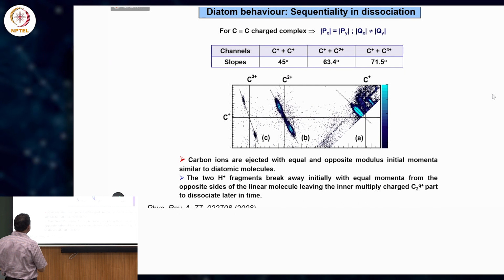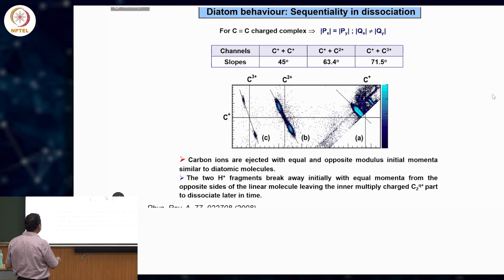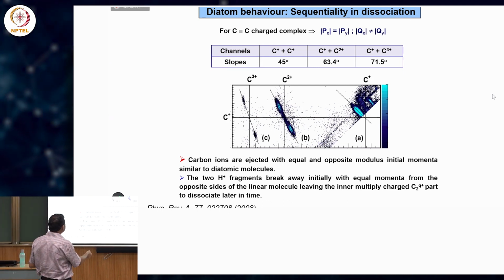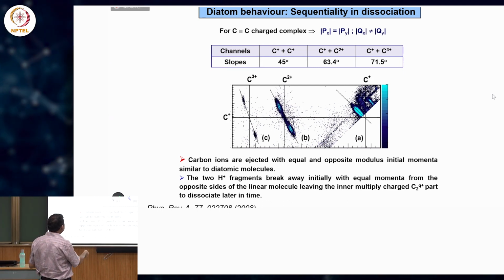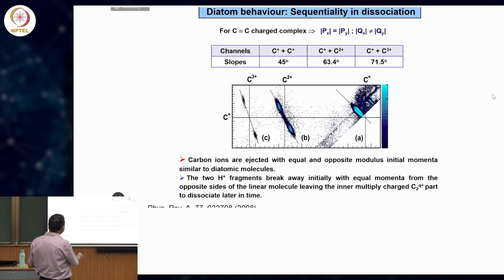Diatom behavior, that is, if you are looking at carbon-carbon correlation, what happens is that this is breaking apart, and if you calculate this momentum map with the different charge states, like channel C plus, C2 plus, okay, 45 degrees, 63 degrees, you can calculate the slopes if you have different charge states. And exactly those kind of slopes, this is the slope that I am plotting, exactly those kind of slopes that you are getting here.